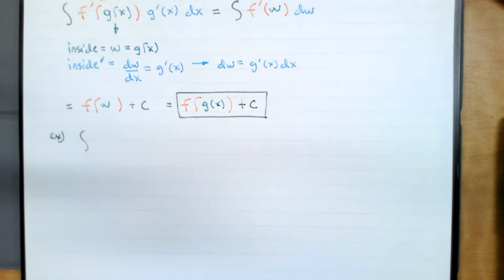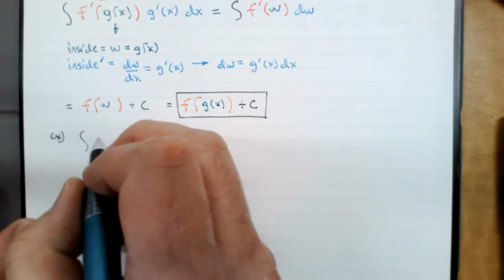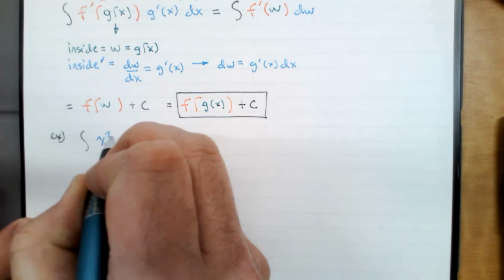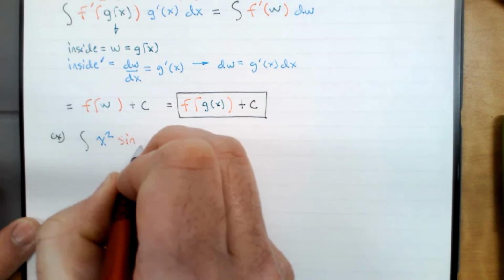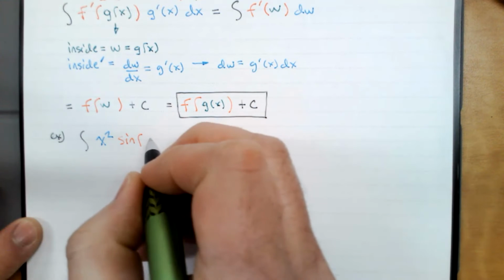Let's take a function that we have already integrated and see how the method will show up. So one of the things that we've already integrated is x squared times the sine of x cubed.